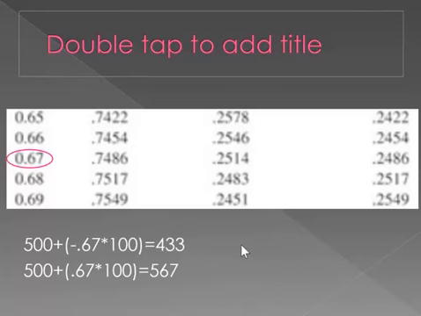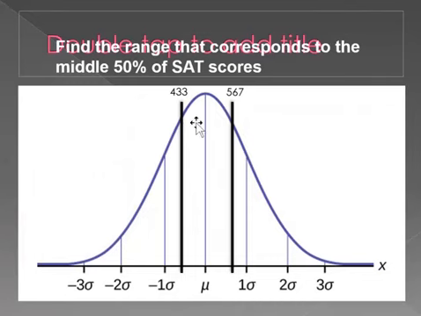at the low end of the distribution, the raw score is going to be 433, and we figure that out by taking 500, adding it to negative 0.67, and multiplying that by the standard deviation. So that gives us 433. We do the same thing for the z-score of plus 0.67. That's going to give us an SAT score of 567. So when we plot it, we see the range of scores on the SAT that correspond to the middle 50% of the distribution fall between 433 and 567.